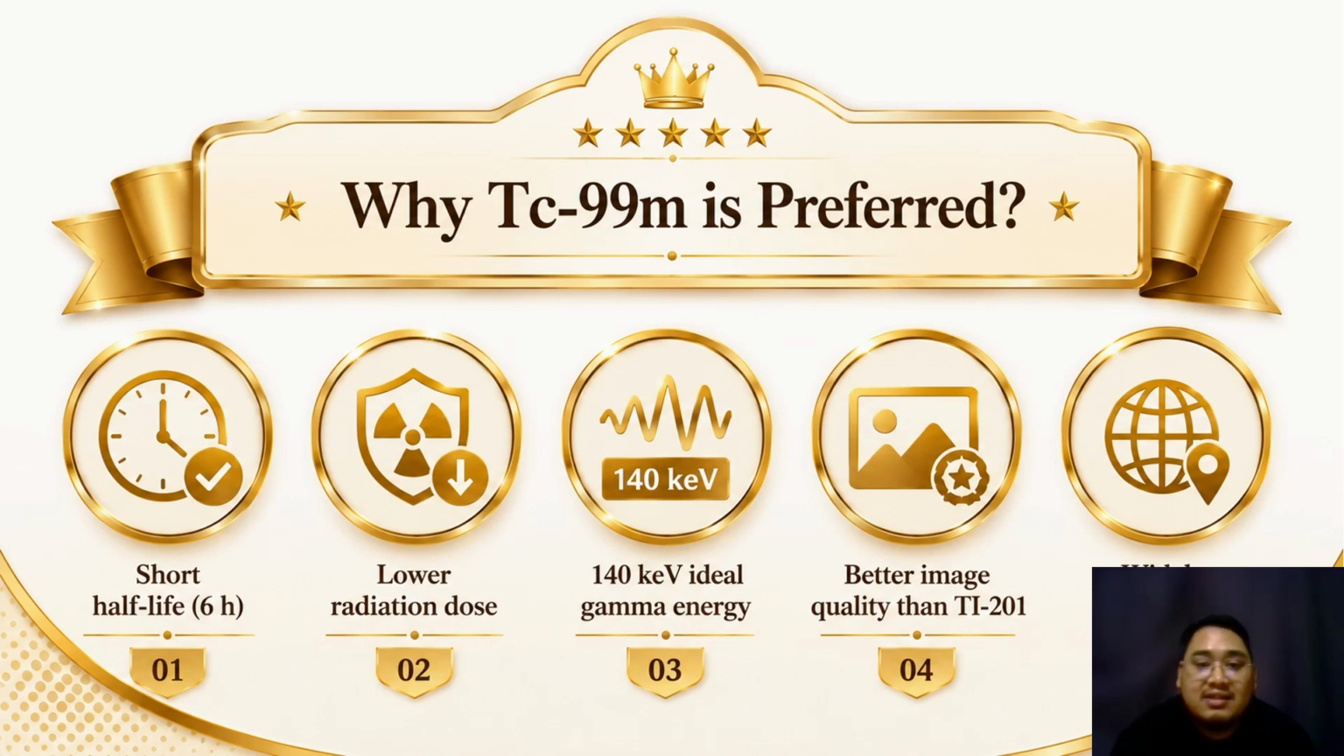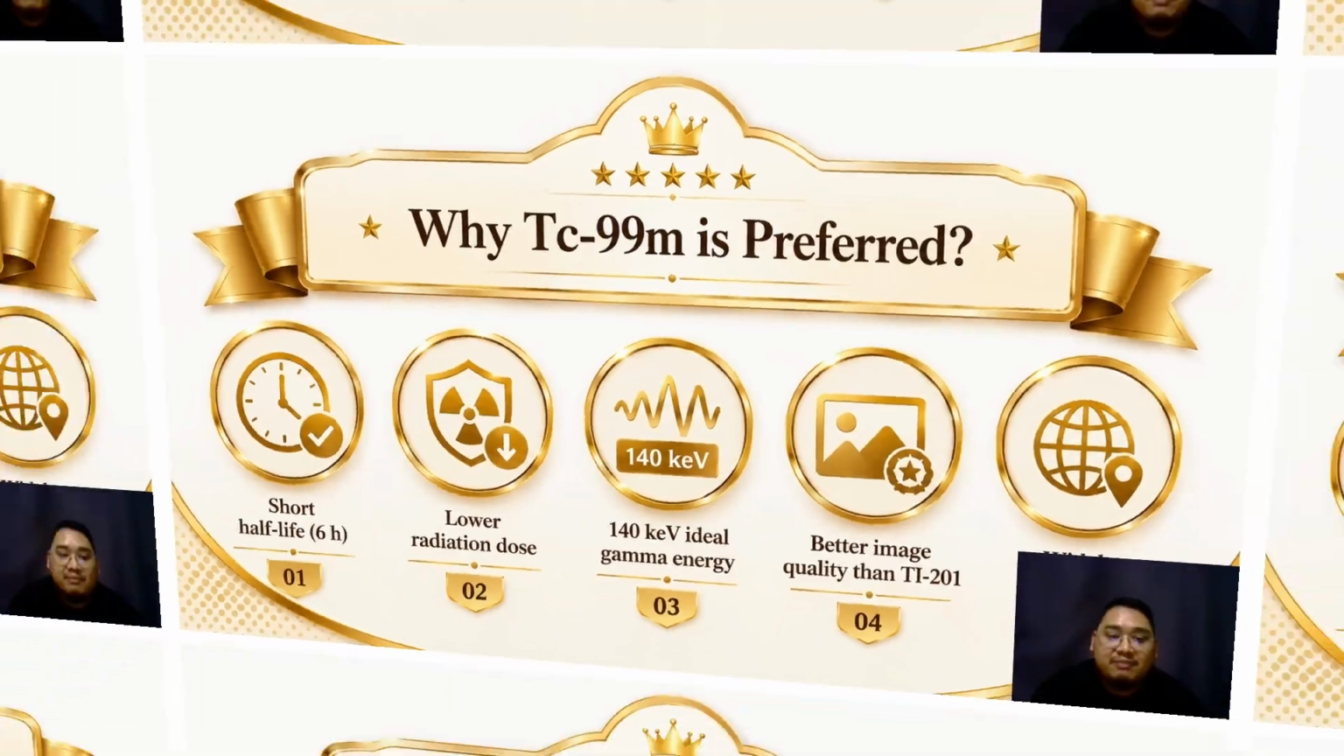Why is Tc-99m preferred? Tc-99m is preferred because it provides excellent image quality with a relatively low radiation dose. Its short half-life reduces patients' radiation exposure, and its 140 keV photon energy is ideal for gamma camera detection. In addition, Tc-99m radiopharmaceuticals are widely available in clinical practice.